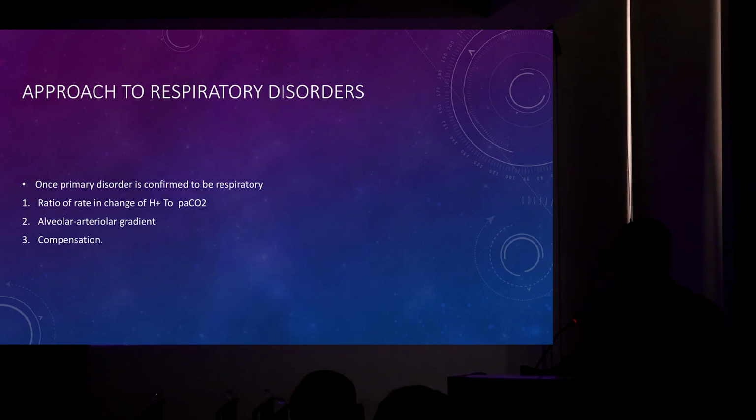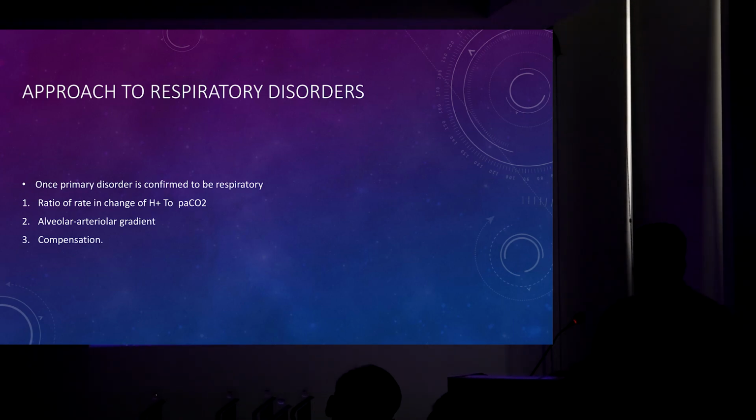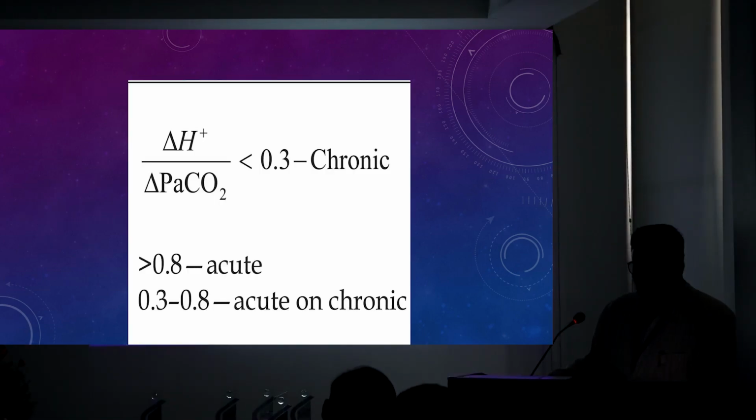Now coming to the approach to respiratory disorders, or how to approach cases of respiratory and metabolic acid-base disorders. With a respiratory disorder, once the primary disorder is confirmed to be respiratory, we look at the ratio of change of H+ to PaCO2, the alveolar-arterial gradient, and the limits of compensation. If the change in hydrogen ion concentration to change in PaCO2 is less than 0.3, it is chronic. More than 0.8, it is acute, and in between it is acute on chronic.